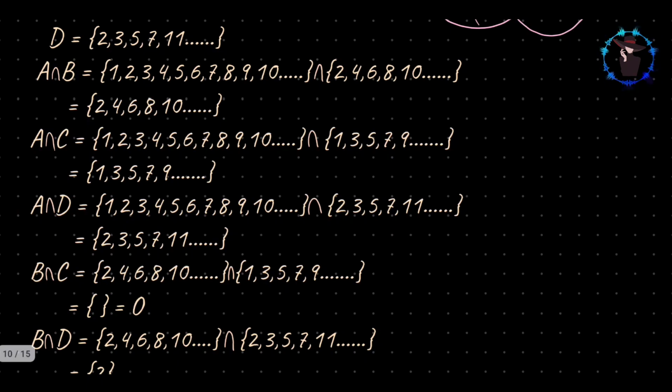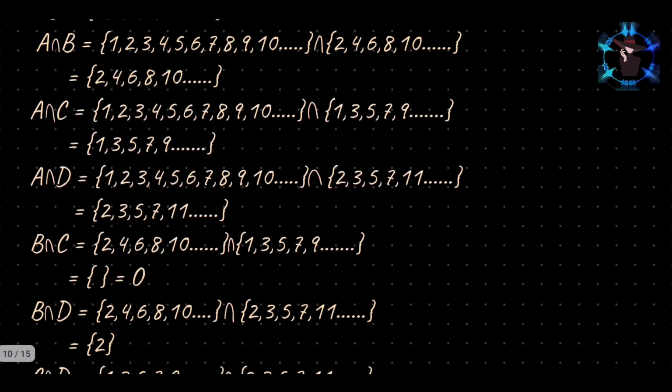Now, A intersecting D. A we got, and D is the primes. So, the primes are the only ones that are present in the natural numbers. 2, 3, 5, 7, 11.